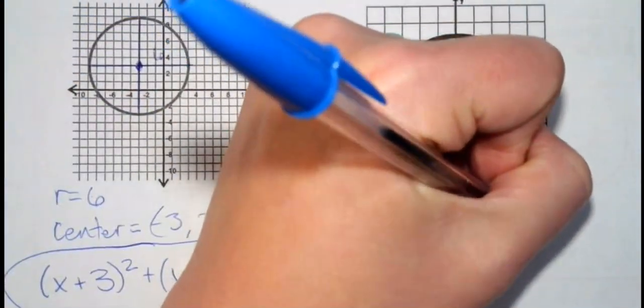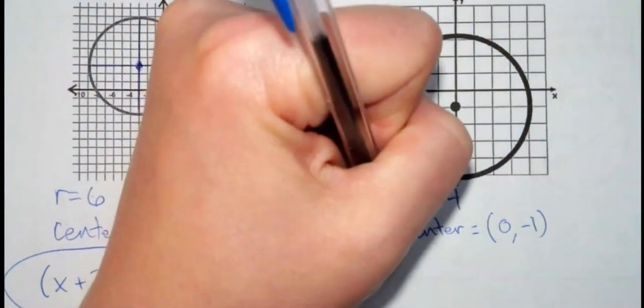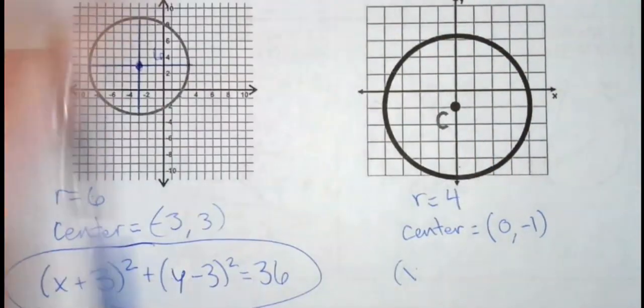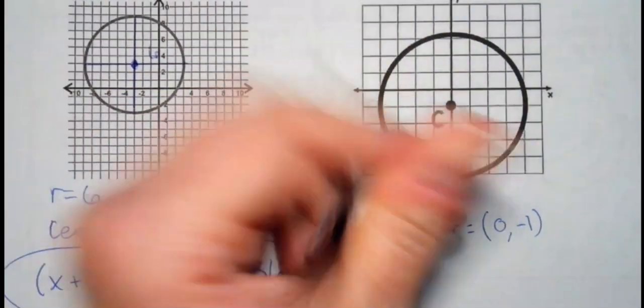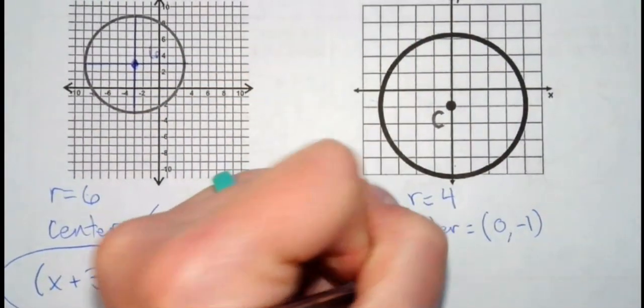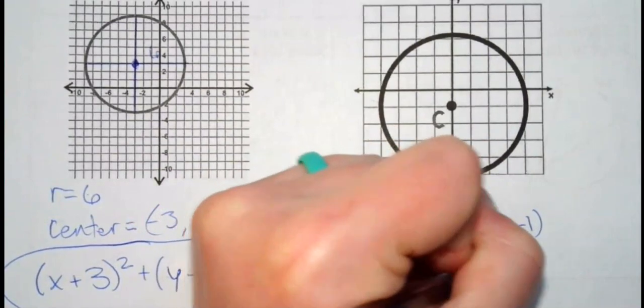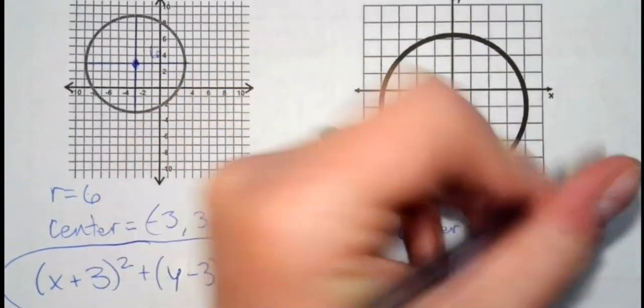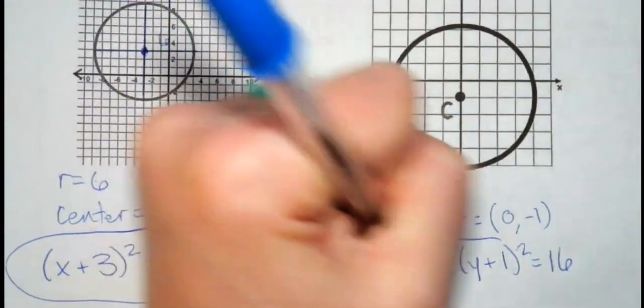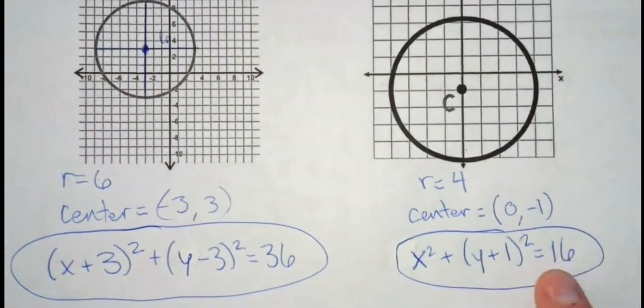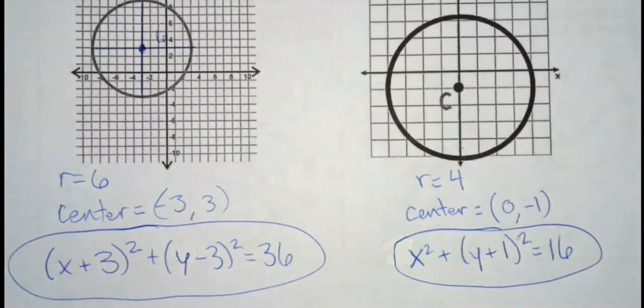The center is at 0, -1. So I'm actually not even going to draw my parentheses because it's 0. I'm just going to write x squared plus y plus 1 squared. I know we've done this like a million times at this point. Well, not a million, but 6 times. So just make sure you are not forgetting to square that radius.